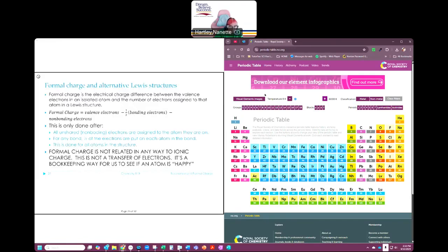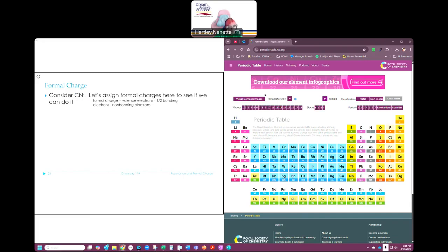So formal charge is not related to an ionic charge. It's just bookkeeping. Okay, so it's just a way for us to determine how happy is the structure that we've drawn. Do we need to consider making a move with those electrons to make a better structure? That's all it's for. Okay, do we need to make a double bond? Do we need to make a triple bond? Do we need to look at other structures? That's all it's for.